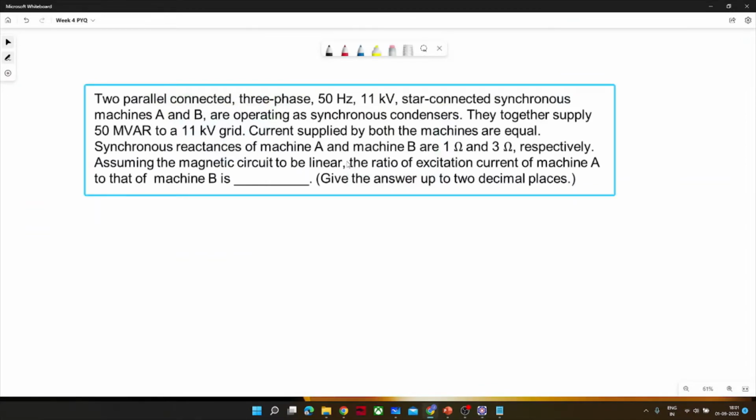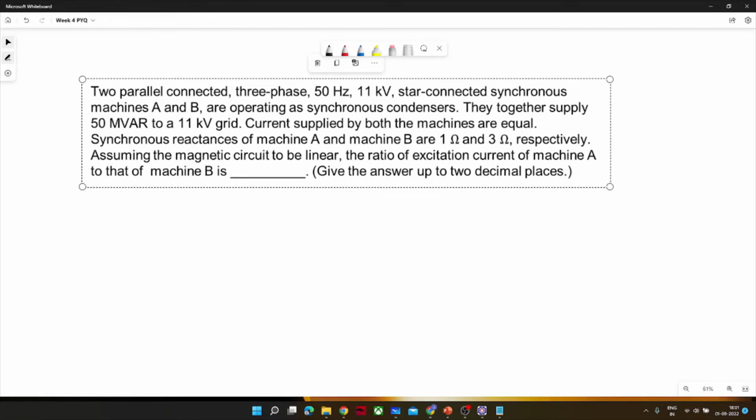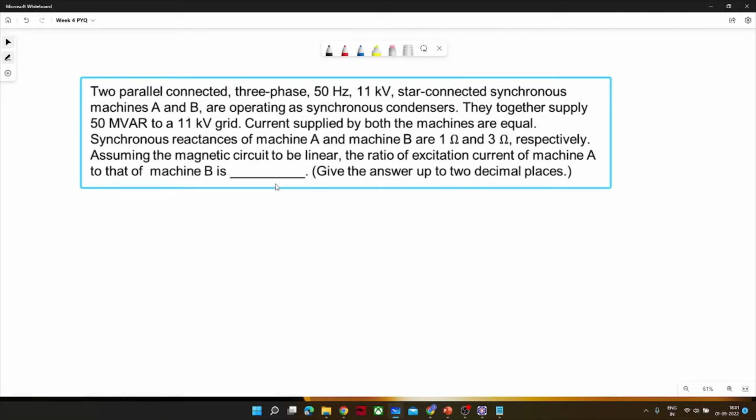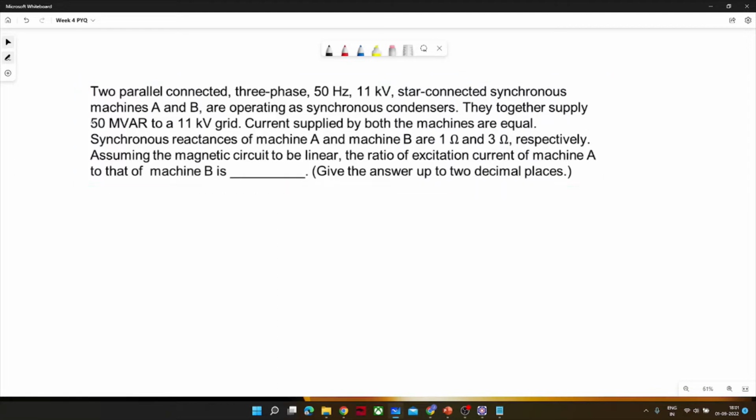So here in the problem, it was asked to calculate the ratio of the excitation current of machine A to that of machine B. Means we had to calculate IFA divided by IFB. What would be the ratio of these two currents? To calculate the field current, no information regarding field voltage or similar is given.